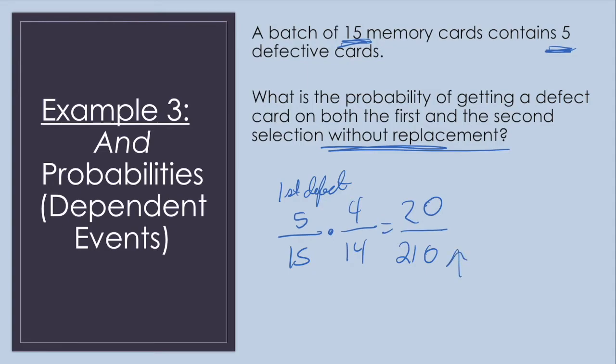So that would be the probability of getting a defective card on both the first and second drawing without replacement, and we might want to simplify that to 2 out of 21 by pulling out a factor of 10. Remember, we always like to simplify our fractions.